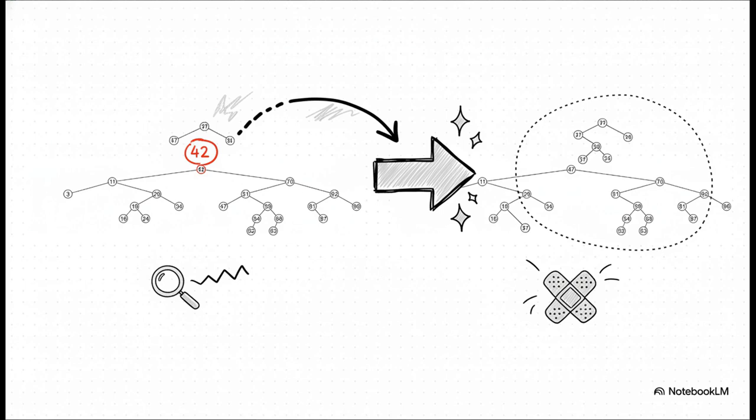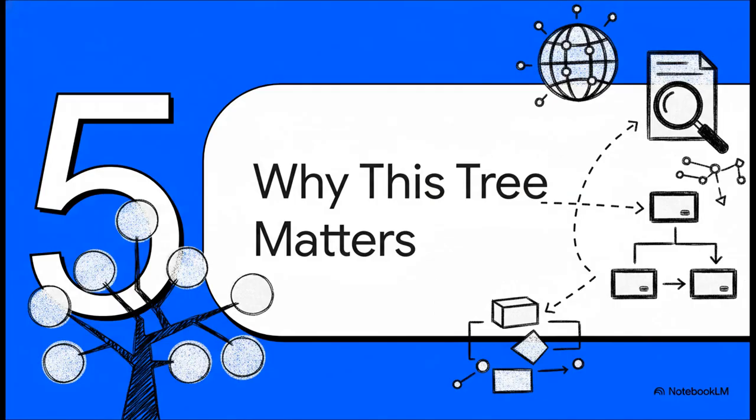So we find 47, we promote it up into 42's old spot, and then we just have to delete 47 from where it used to be, which is now a much, much easier problem to solve. The tree is healed, the rule is safe. Problem solved. So we've seen how these trees work, the searching, the adding, the deleting, but why should you care?